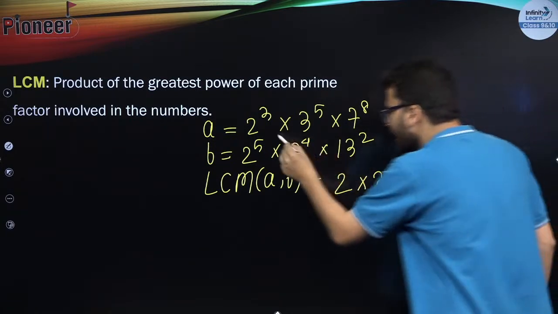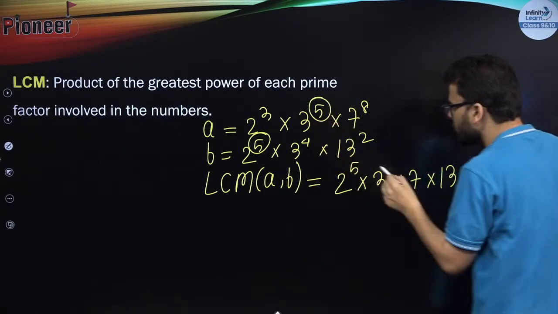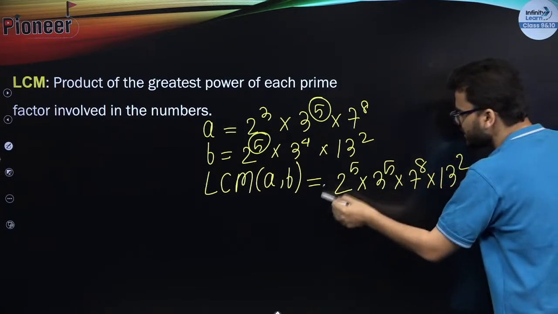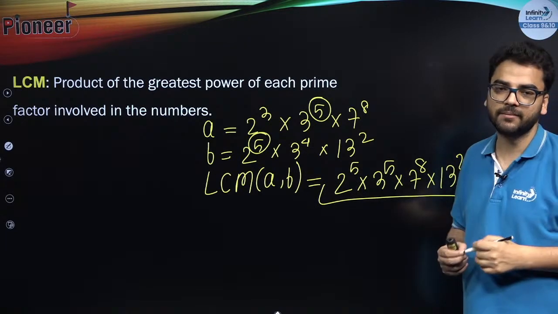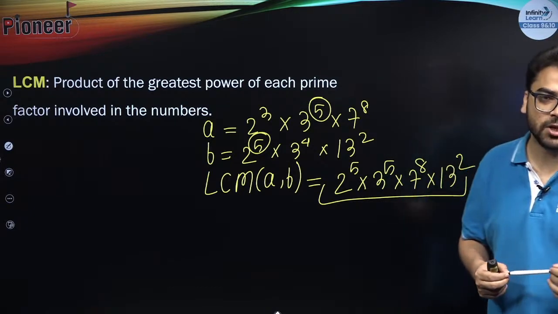And then you have to take the highest power of it. 2 raised to the power 5 and 3 raised to the power 5, and obviously it will be 7 raised to the power 8 and 13 square. So this is the LCM of these two numbers. I hope it is clear. Any doubt in this thing? I hope your doubt is also clear, Deed.